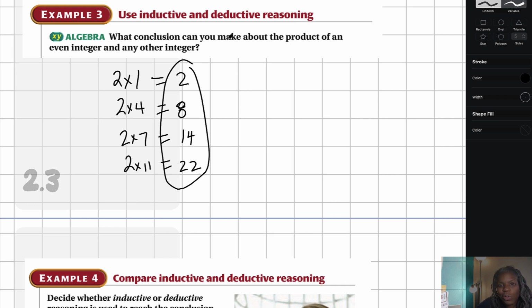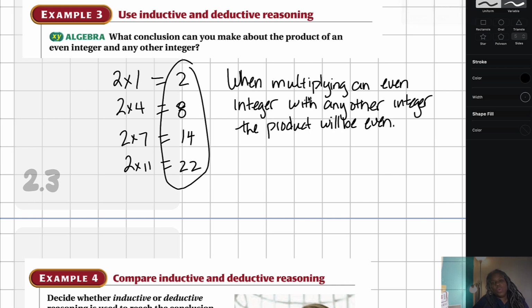So what I can conclude is that when I multiply an even integer by some other integer, my final product will be even. When multiplying an even integer with any other integer, the product will be even.